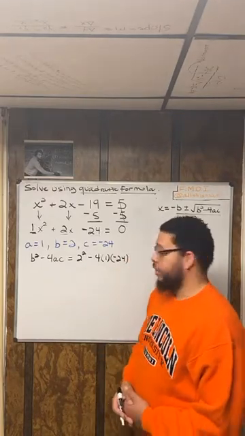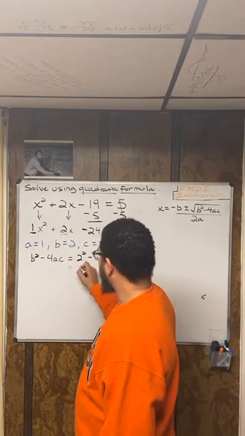So all I'm doing is just replacing and plugging things in. Then I apply the order of operations. So then I'm going to do 2 squared. I'm going to have 4, right?